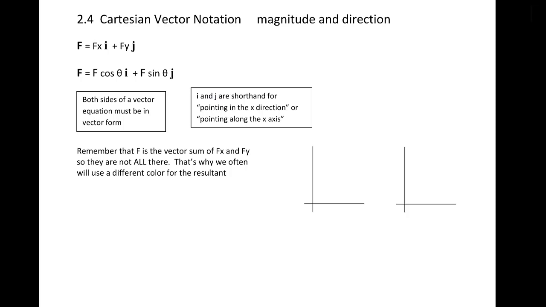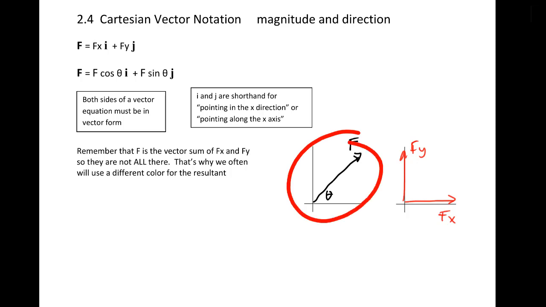Another thing to note, this may be obvious, but if you have a force pointing up here with some angle theta, and we may often write the components as well, Fx and Fy, don't add all three of those together. In other words, this description is equivalent to this. What I like to do is put them in different colors so it's obvious that they're not all three there at the same time.